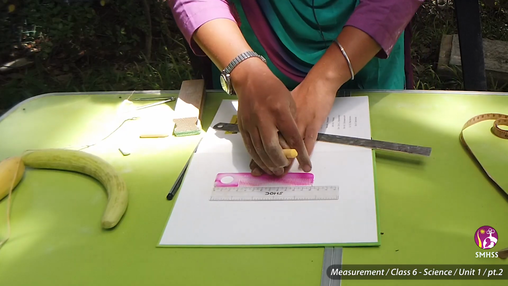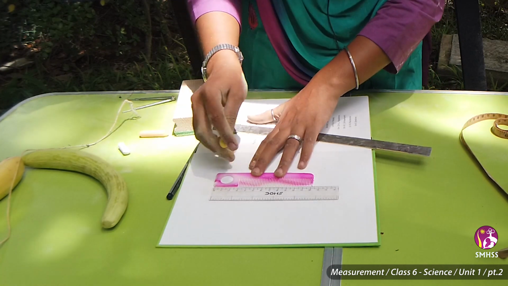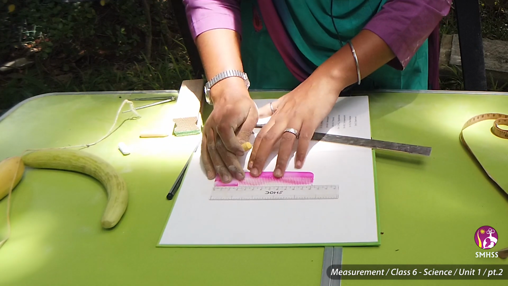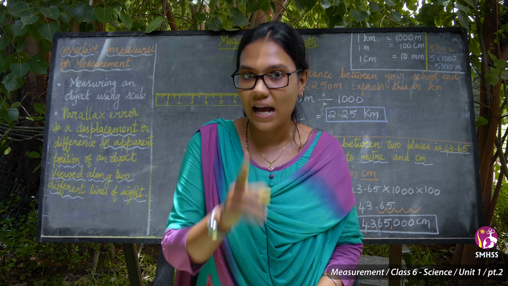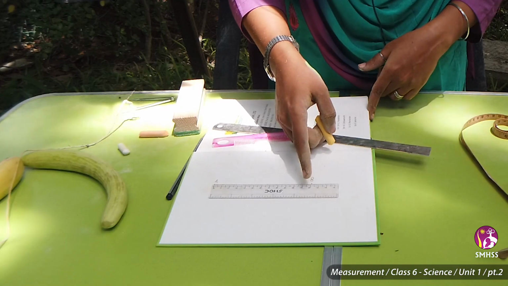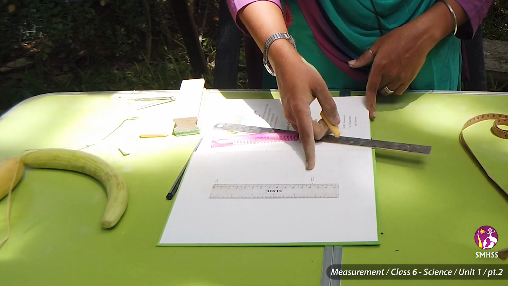Now, how we should not measure: in the 12.1 we have to see it in a straight way. Your eyesight should be placed on the measurement directly. It should fall in a perpendicular direction.